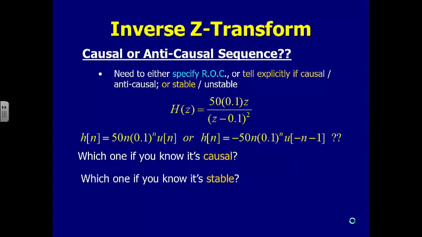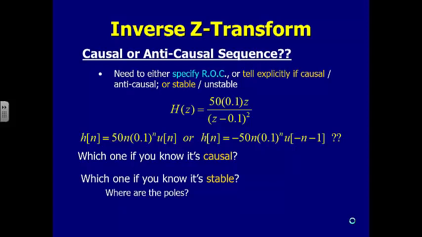What if I just told you it's stable? Could I tell which one it is then? Could I tell which one of these, if I said there's a transform and it's a stable system, and I say I've got these two options, which one am I going to choose and why? There's a couple of answers. But think about what you know about stability. You want to take a shot? Okay, I'll help you out.